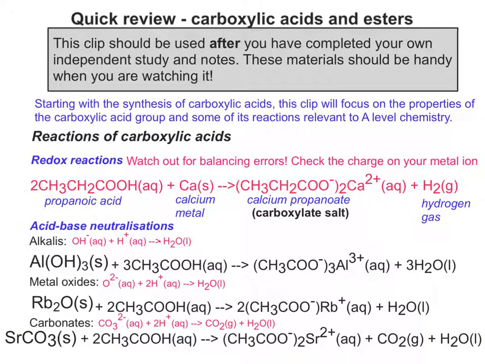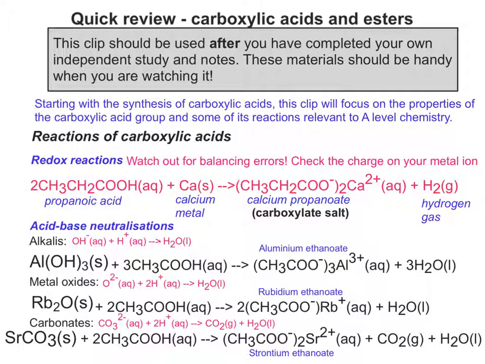So those are the three equations taking into account the stoichiometry that we're talking about, the mole ratios. Very important to remember that. And the names are aluminium ethanoate, rubidium ethanoate and strontium ethanoate.